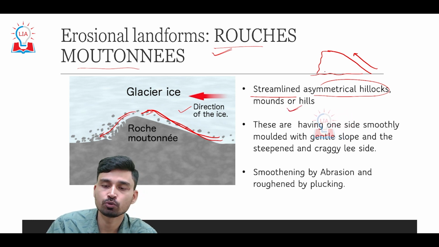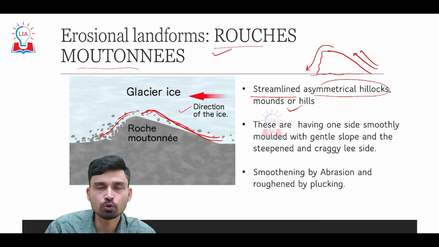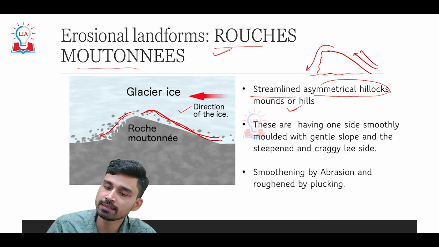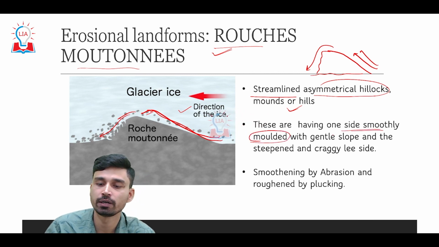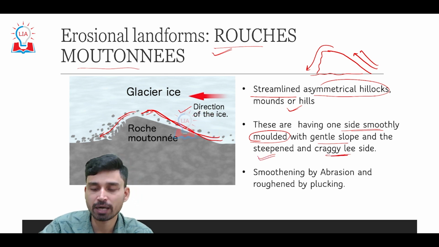That is what we can call as Roche moutonnée. So the glacier is moving from this area and then finally it is descending on the other side. The most characteristic feature of Roche moutonnées is that one side of this structure is smooth, very polished in nature and has a gentle slope, while the other side is much more steepened and craggy in nature.